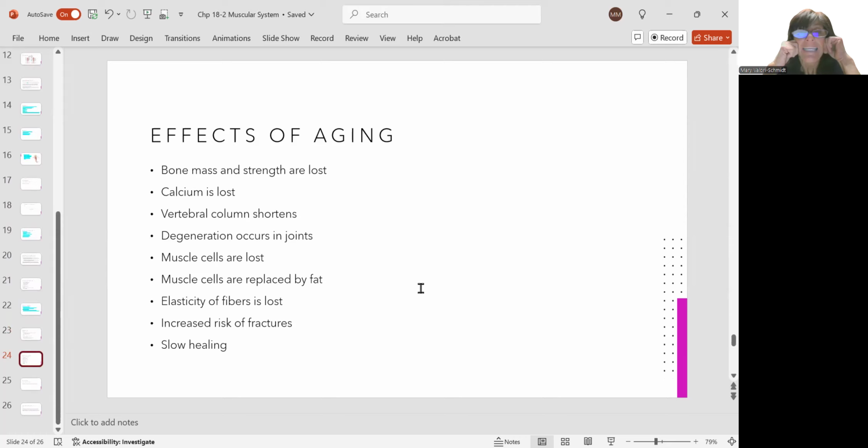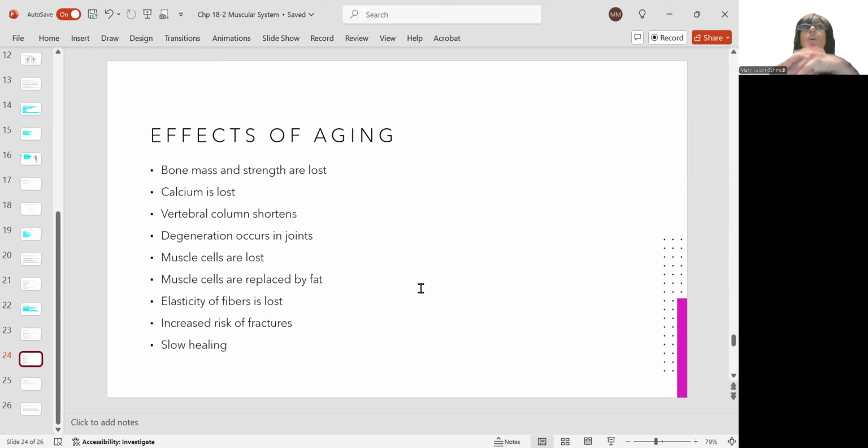Okay. I'm going to just say subjectively, I disagree with what they're saying on this page, but I'm going to read it anyway. So this talks about the effects of aging. Okay. It says bone mass and strength are lost. Not if you keep moving. They don't have to be, right? They can be, but they don't have to be. Calcium is lost. Again, they don't have to be, but it can be.